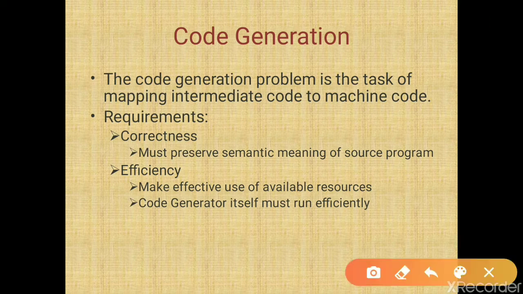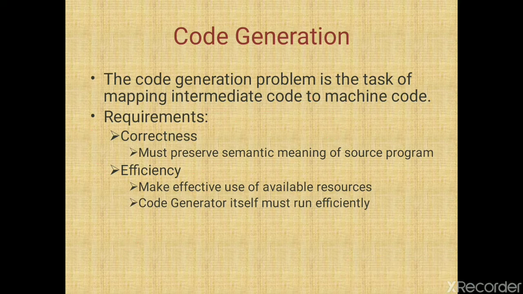Code generation is the task of mapping the intermediate code to machine code, and while doing this mapping we have to consider mainly two requirements: correctness and efficiency. In correctness we have to preserve the semantic meaning of the source program, and efficiency means making effective use of the available resources, and the code generator itself must run efficiently. So efficiency and correctness should be preserved while transforming the intermediate representation to machine code.